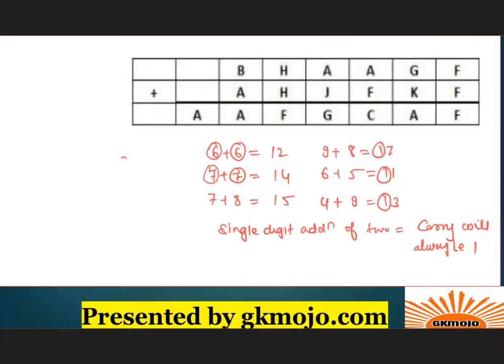Suppose this is a horizontal addition. 9 plus 8 is 17, so 1 will carry over here, and 7 will come over here. So your carry will always be 1. In this set we have numbers from 0 to 9, which are all single digit, so the carry will always be 1.